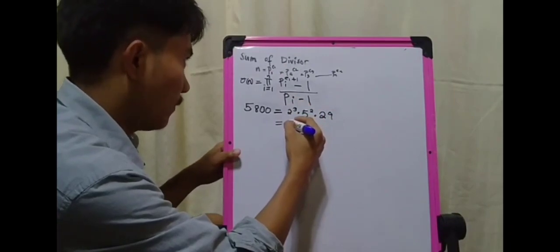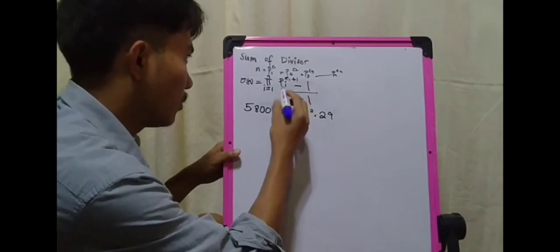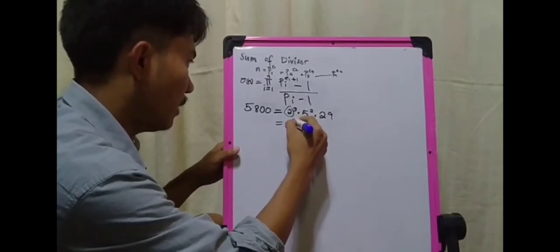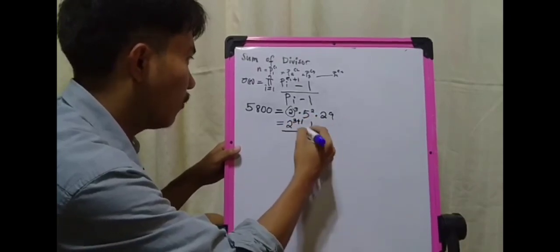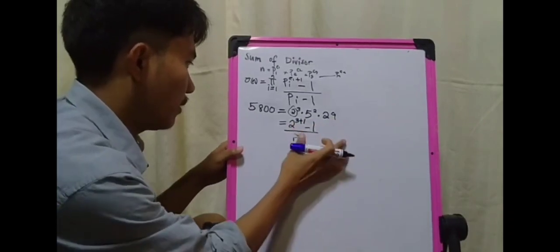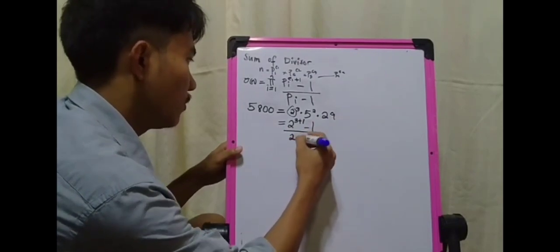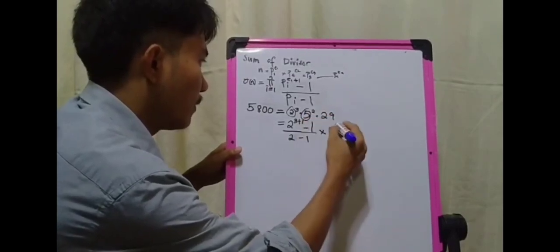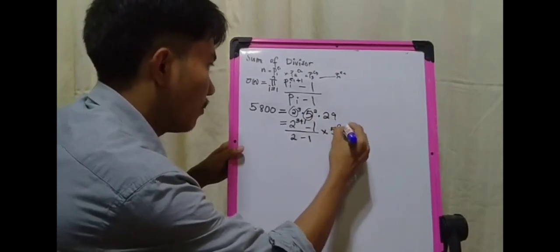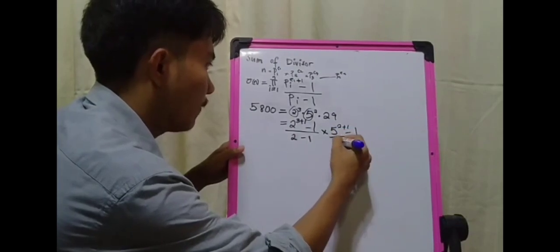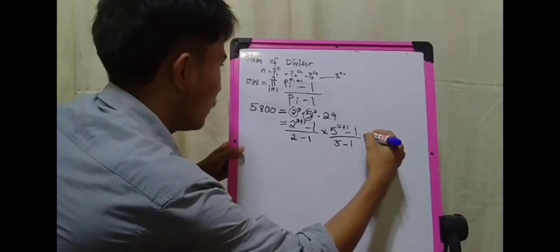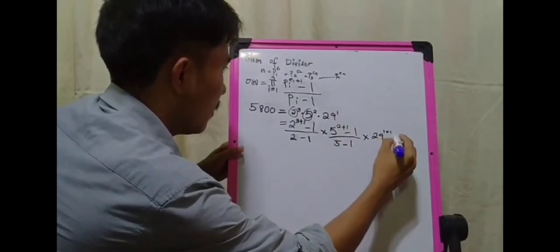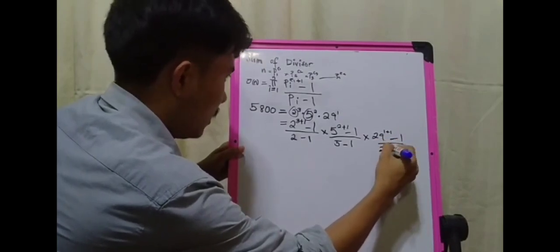In finding the sum of divisors, for pi equal to 2, the exponent 3 plus 1 minus 1 over 2 minus 1, times 5, the exponent of 5 is 2 plus 1 minus 1 over 5 minus 1, times 29, the exponent of 29 is 1 plus 1 minus 1 over 29 minus 1.